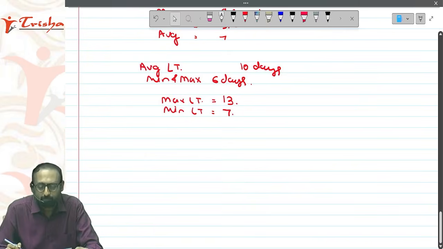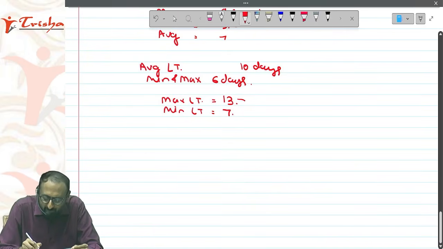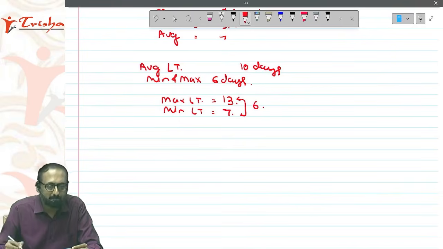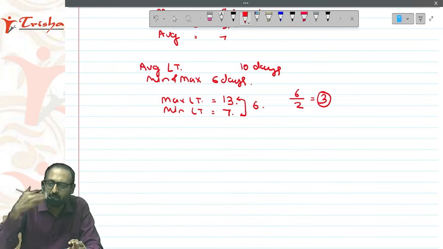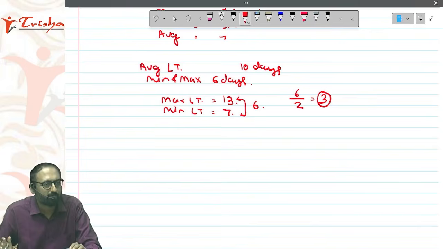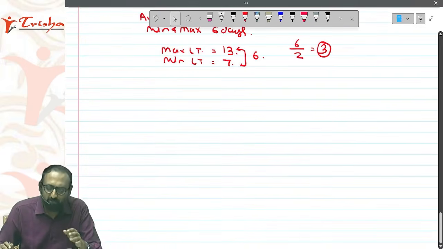Why? Check, Sirji. Difference between 13 and 7, is it 6? So what will you do in the examination? Just simple: 6 divided by 2. What is your answer? Is it 3? 3 will be added to and 3 will be deducted from that average. Correct, guys?